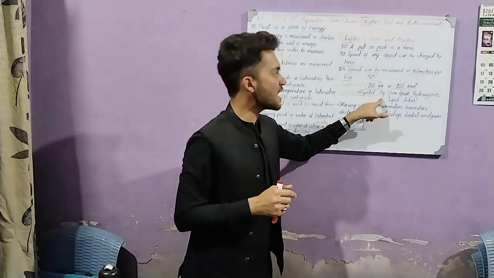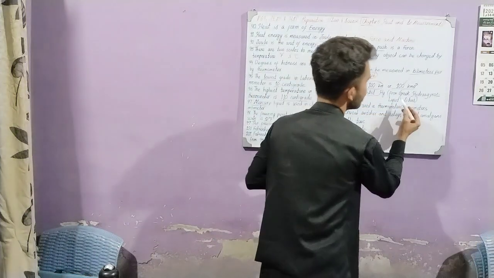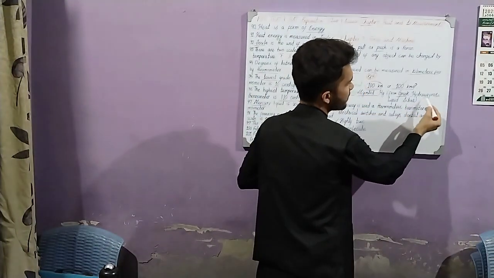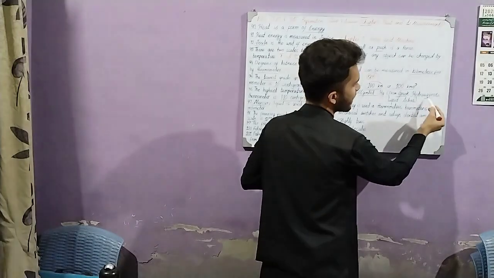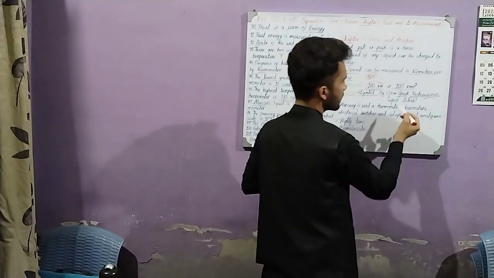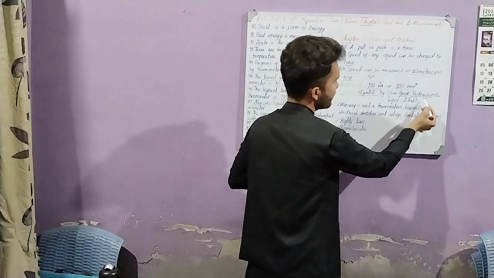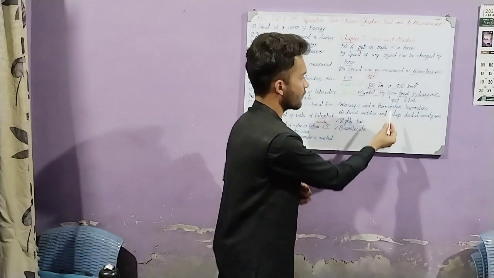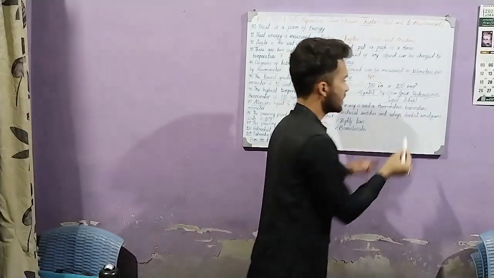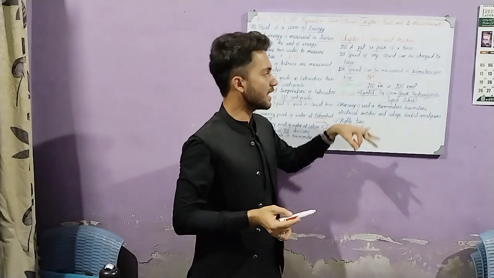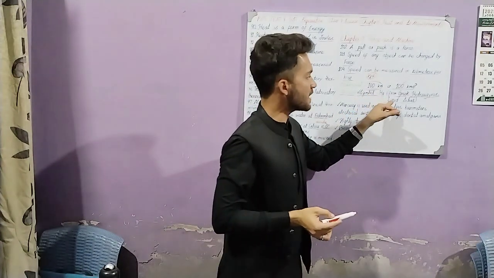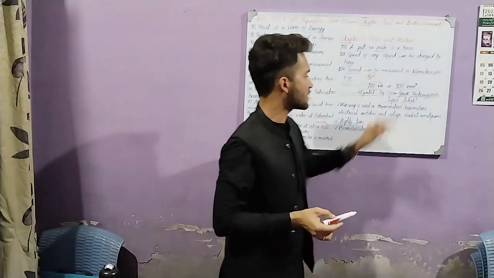Because Hg has been taken from the Greek word hydrargyros. And what is the meaning of hydrargyros in the Greek language? It means liquid silver. Silver means chandi, and liquid silver, Hg, is called hydrargyros.